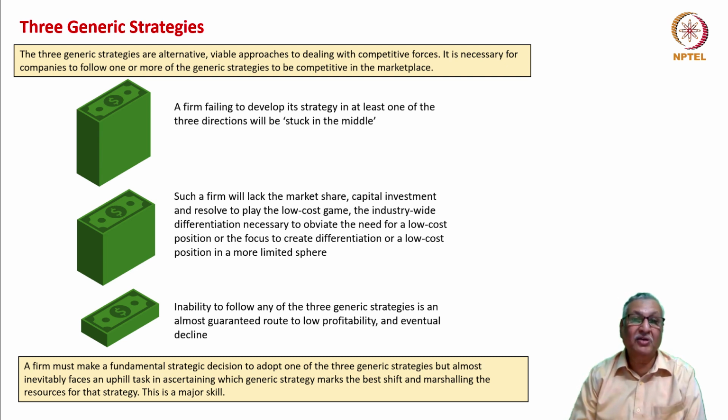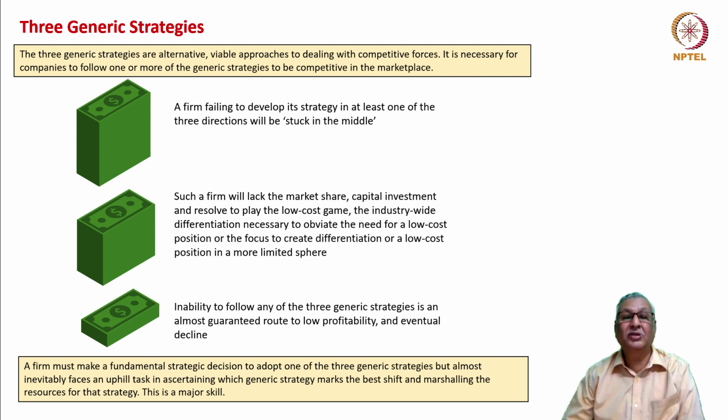Therefore, a firm must make a fundamental strategic decision to adopt one of the three generic strategies, but almost inevitably faces an uphill task in ascertaining which generic strategy is better suited for the company, and also if after a generic strategy is chosen, whether the company should bring in the elements of the other two generic strategies or move entirely to a new generic strategy. This analysis is a major skill. It is a core competence of an organization to be able to strategize in this manner.